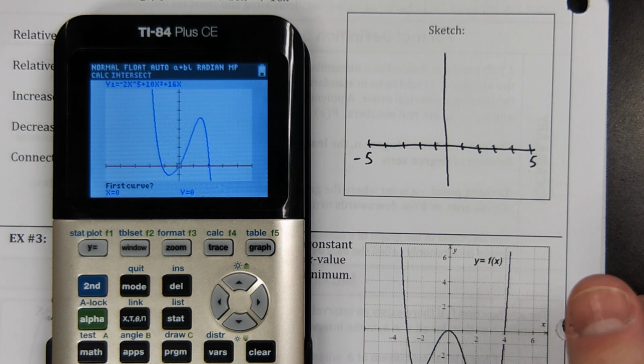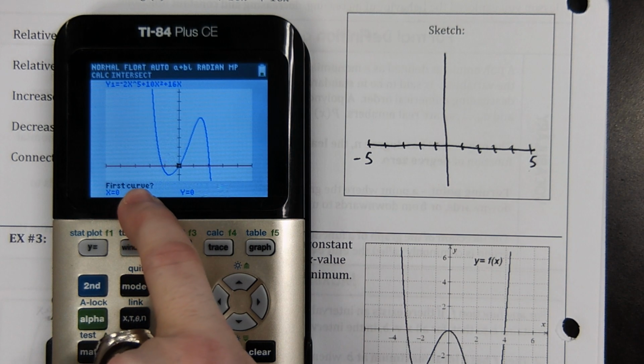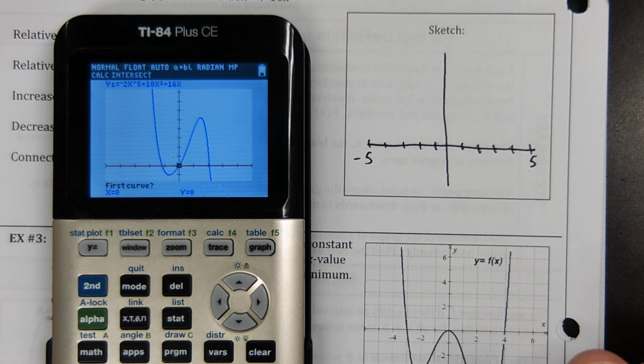So anyway, the calculator is going to prompt you. It has questions. Second trace, because we're going to the calculate menu, okay? And then I hit intersect, so 5. Anyway, notice the prompt right here. It says first curve, question mark. How many graphs did I graph? Only 2 of them, which means I'm guaranteed that that is one of them that I'm interested in. So I hit enter for yes.